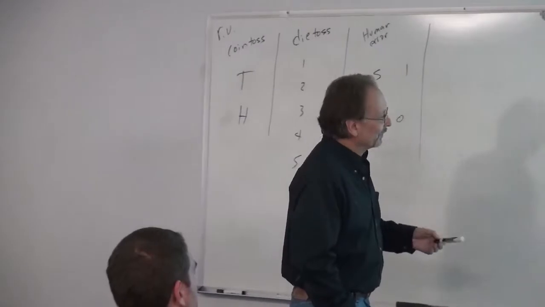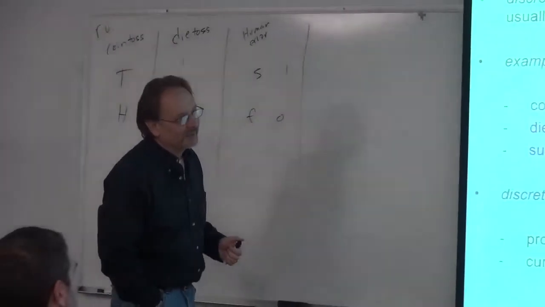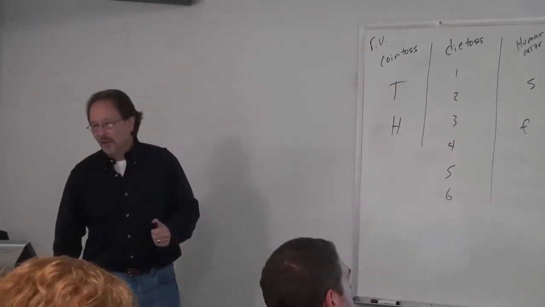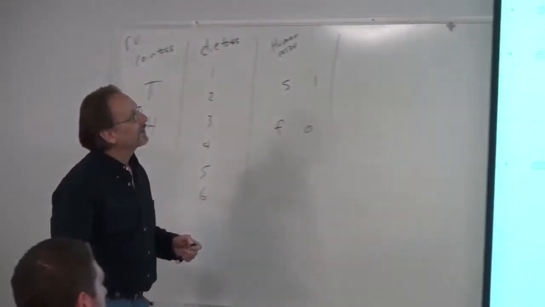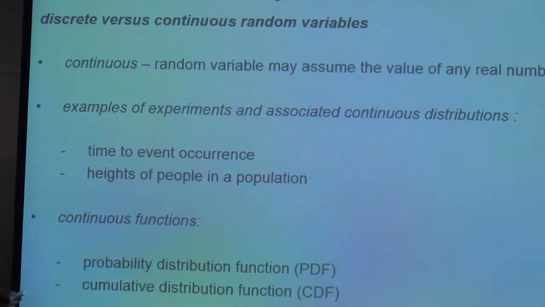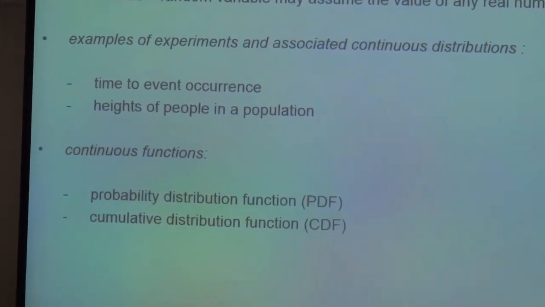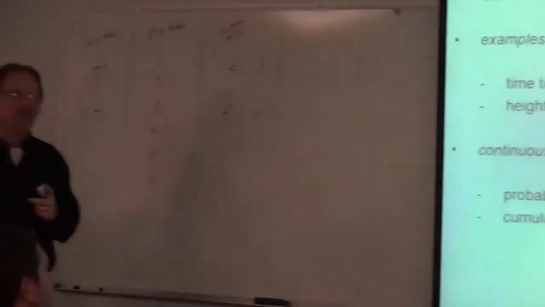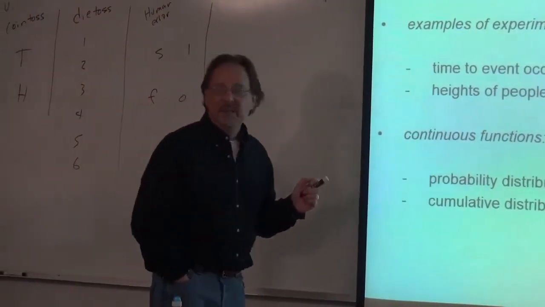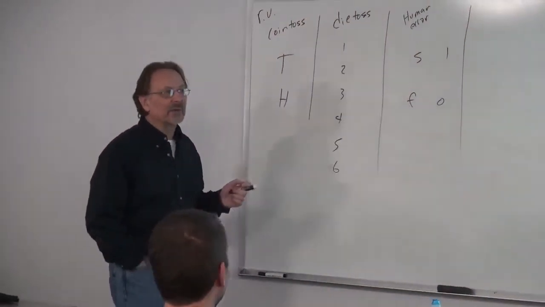For discrete functions, we have 2 types of functions: a probability mass function and a cumulative mass function. I just realized that I talked about 2 slides at once, sorry about that. But for a continuous function, you have a probability distribution function, PDF, or a cumulative distribution function. And I'll talk about this in a minute. But whenever you have a distribution, you talk about it in terms of its probability function, PDF or PMF, and its cumulative function, a CDF or CMF, depending on whether it's discrete or continuous.